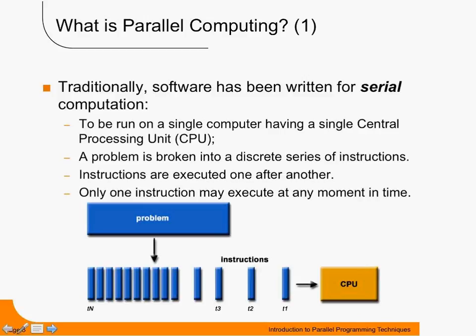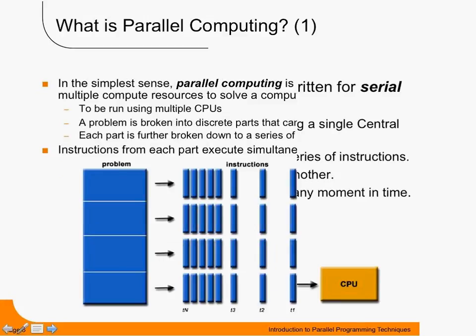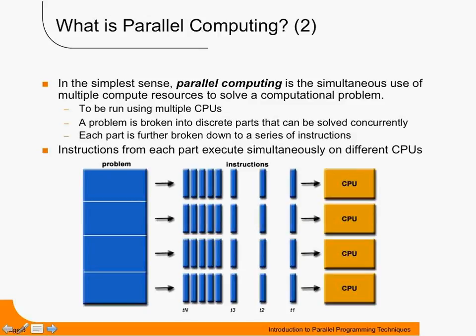As you know, software has been traditionally written for serial computation. In the diagram, you have the problem, and it fits into a bunch of instruction sets. And then it passes to the CPU to process it. But this whole process is serial. It fetches the instruction and passes it to the CPU. And so how does parallel computing work?